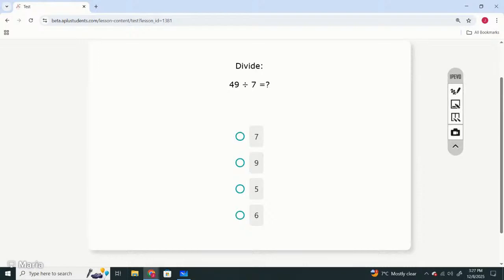49 divided by 7, which is the correct option? 49 divided by 7 is, which is the correct option? 7 times 7 is 49. The correct option is 7.